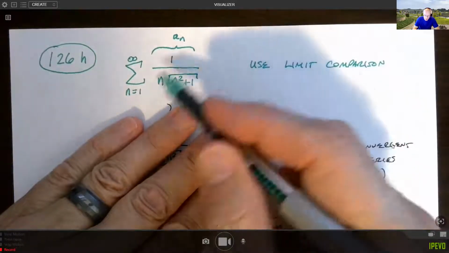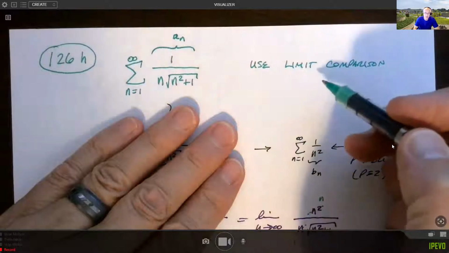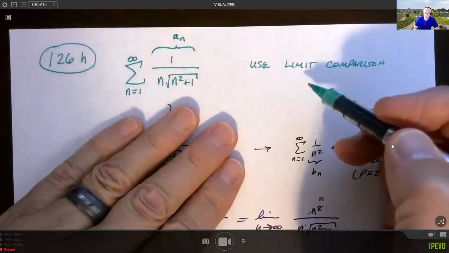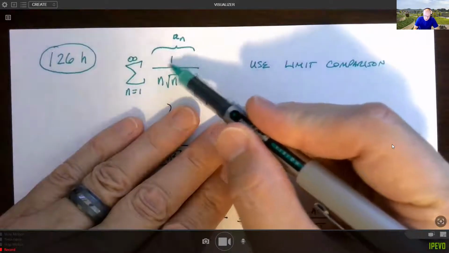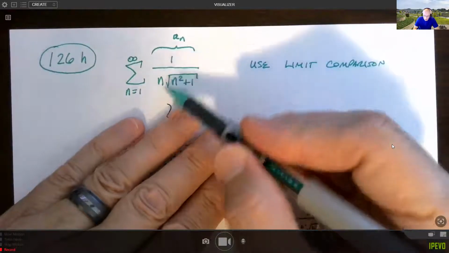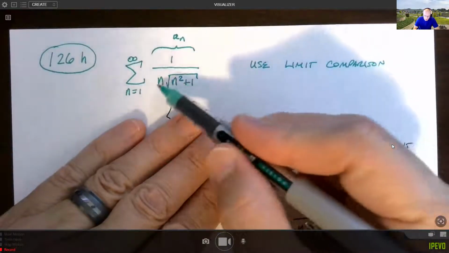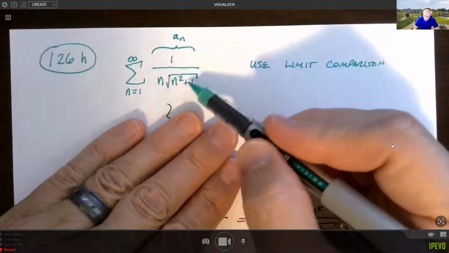And so we need to do something else, which is to compare it to a series that we do know converges. And how do we do that? You remember, we're going to take the highest degree term up top, well, it's just 1, and then the highest degree term in the bottom. Now in the bottom, notice I'm multiplying n times the square root of n squared plus 1.